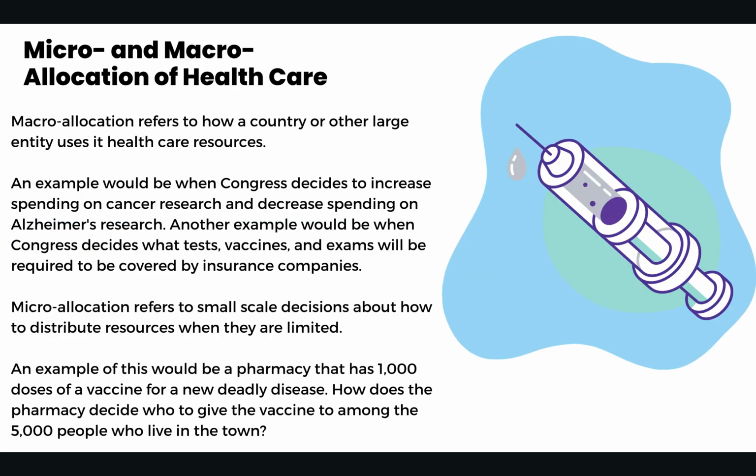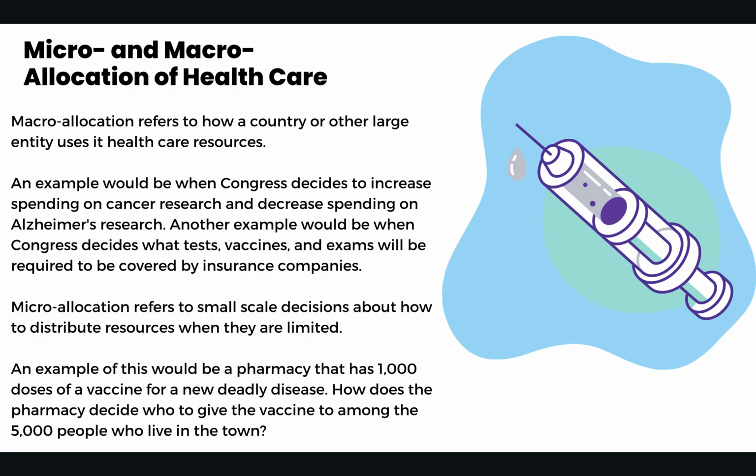Now we go on to micro and macro allocation of healthcare. Macro, which means big, refers to how a country or other large entity uses its healthcare resources. For example, if Congress decides to increase spending on cancer research and decrease spending on Alzheimer's research, that would be an example of the macro allocation of healthcare. How as a country are we spending our money?